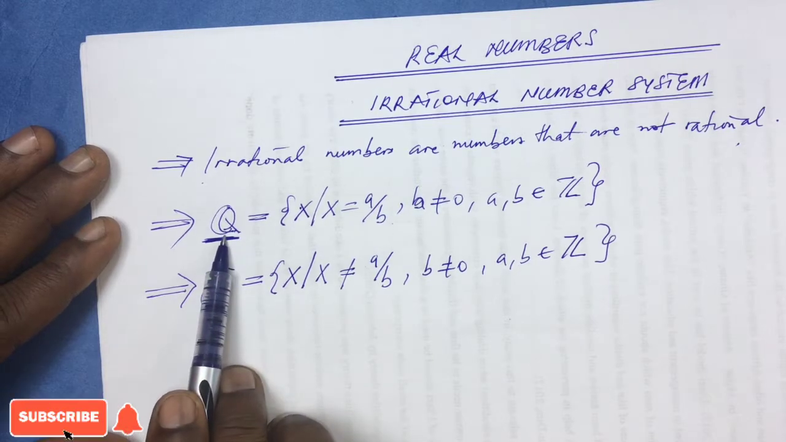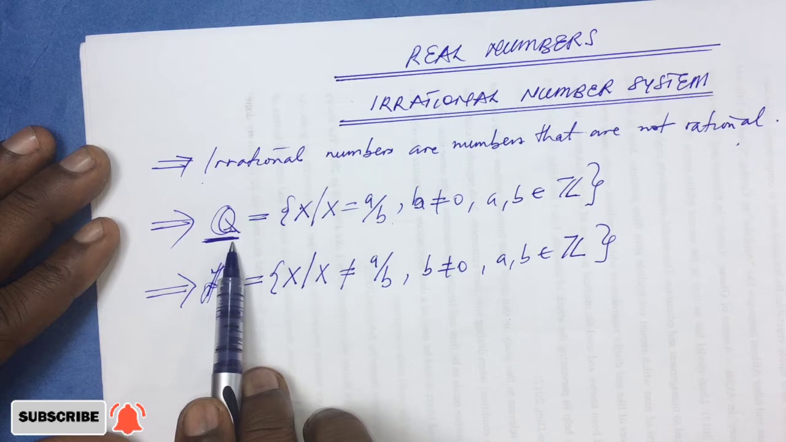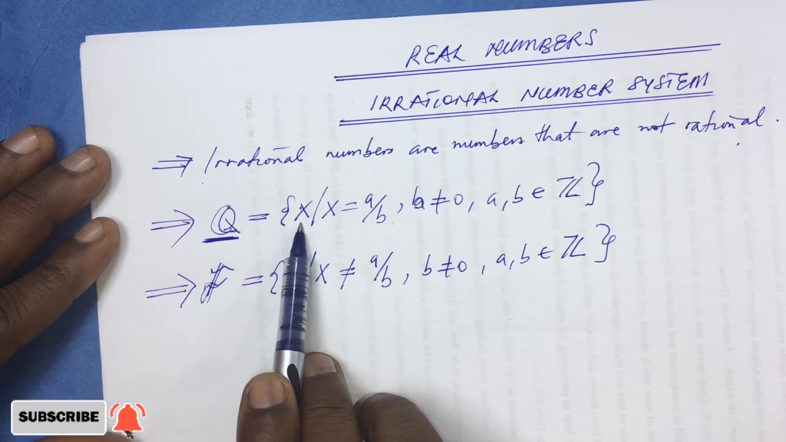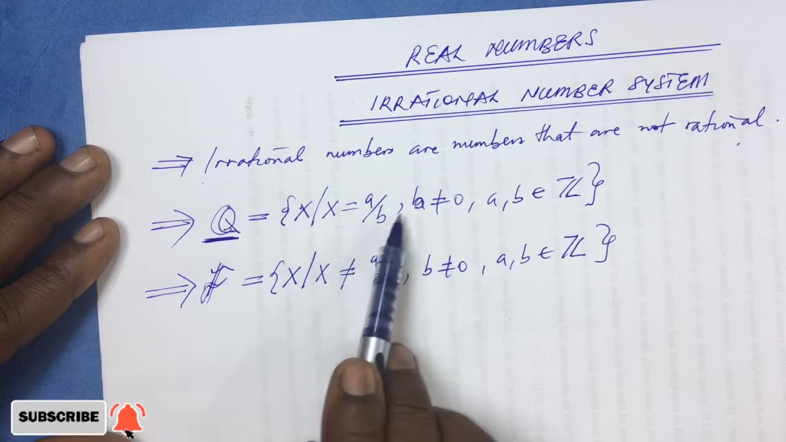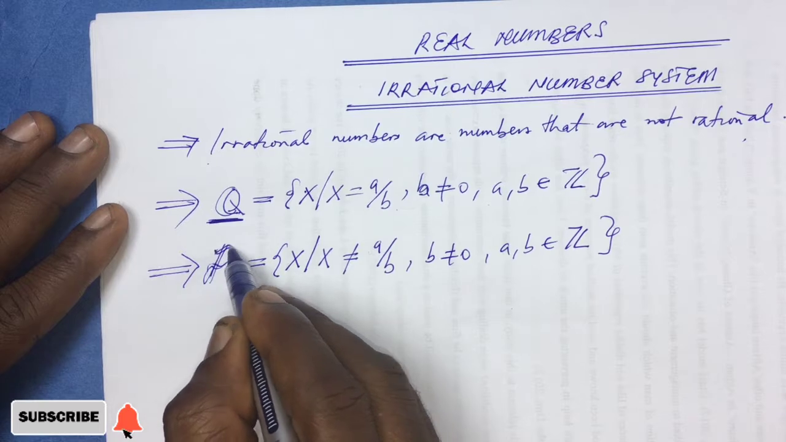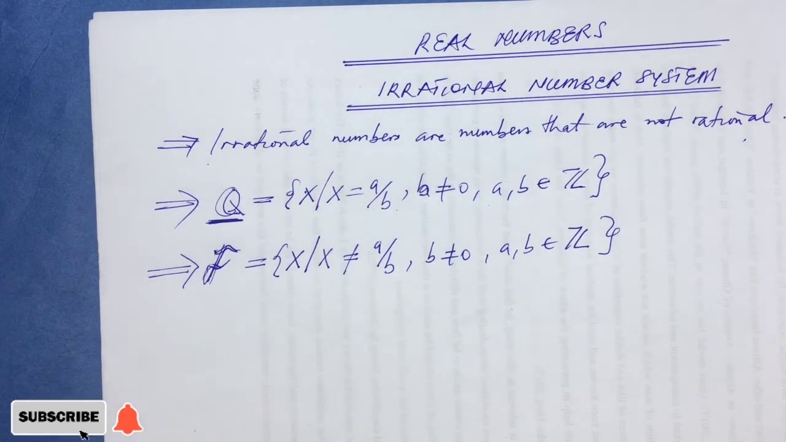Number two, the rational numbers represent a system such that every element x can be expressed as a ratio of two integers and the denominator must not be 0. If you use this symbol F to represent the set of all x such that x cannot be expressed as a ratio of two integers, then that system gives rise to the irrational number system.